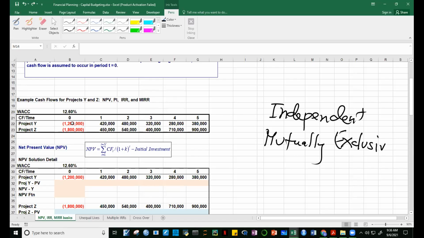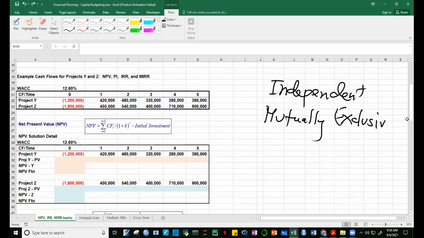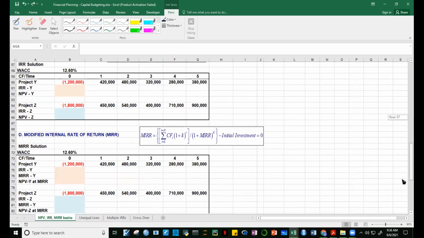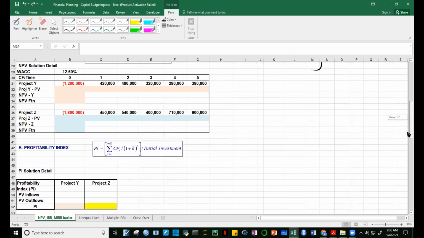The difference between them, guys, is that one has a higher initial cash flow, 1.2 million, and the other is 1.8 million. So the question is, which one do you choose, Project Y or Project Z? We already learned how to analyze this with the use of net present value or IRR. Then we will look at the other ways by which we can analyze this.